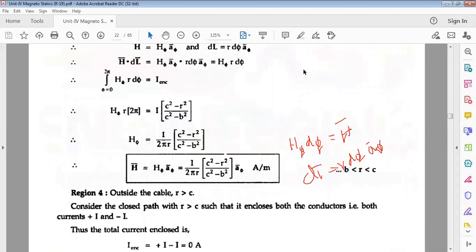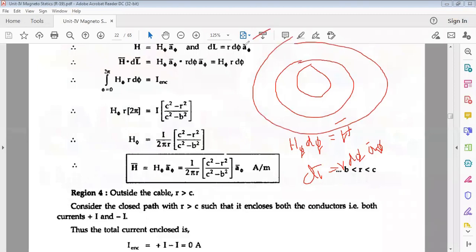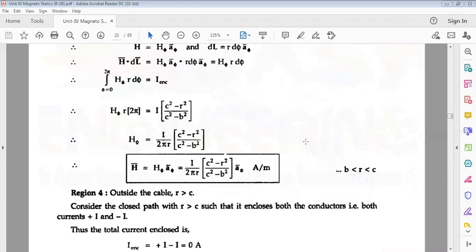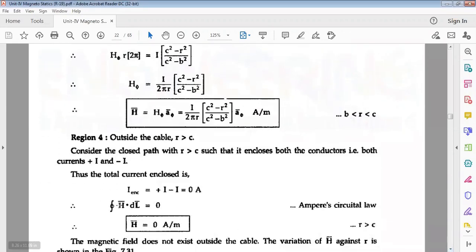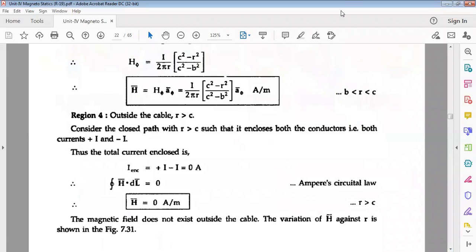Now the space considered is the outermost, where A is there, B is there and C is there. Now I am considering the Gaussian surface outside. Inside there is a current I. Outside there is a minus I. So plus I minus I is 0. So in the last case, when R is considered greater than C, H bar dot DL bar is equal to 0.